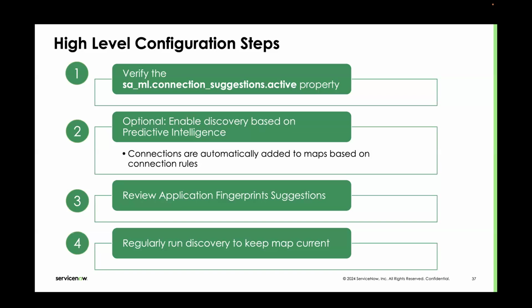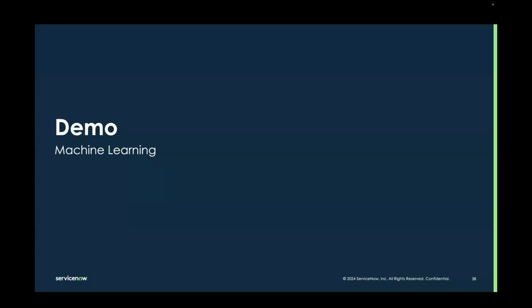And then, of course, we have that final step of keeping our service maps up to date. So like the other methods, it's important to regularly run that discovery to ensure that our service maps reflect the current state of our environment. So let's head back into our instance a final time to take a look at the machine learning method of service mapping.